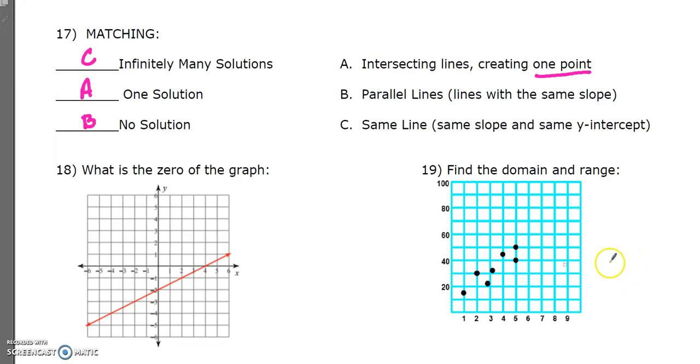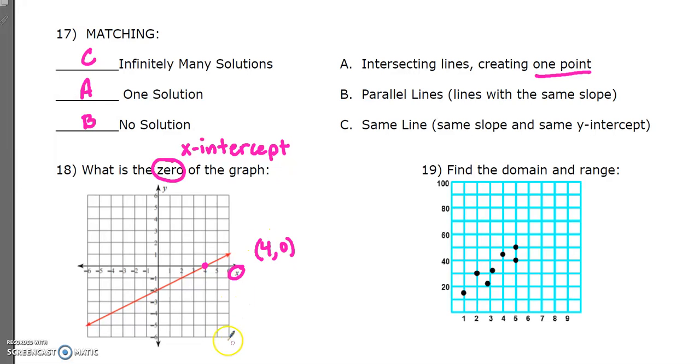Number 18 says, what is the zero of the graph? Do you guys recall that zero just means x-intercept? So all we have to do is look at the line drawn on our graph, go to the x-axis, whatever that number is, that's my x-intercept. So that would be 4, 0.